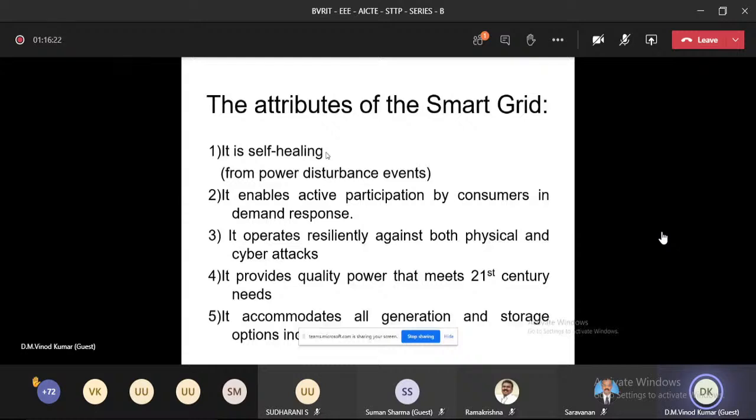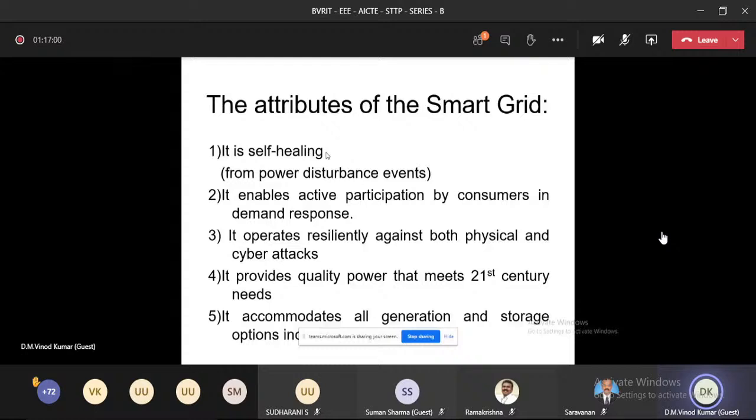But here, as I mentioned, smart is nothing but intelligent and automated. Based upon this automation, when a fault occurs, it automatically clears the fault or isolates the fault section and makes it an islanding case. That self-healing itself will heal power disturbance events. It enables active participation by consumers in demand response. As I mentioned, when you have the smart meter, only then will the consumer participate in demand response. If the cost is more, he will switch off his heavy loads like geyser as well as the ACs.